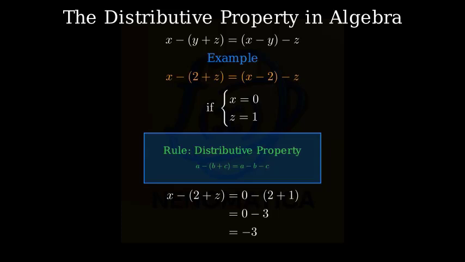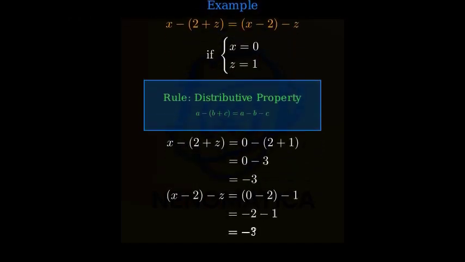Now, let's calculate the right side of the equation, the quantity x minus y minus z. Substituting our values, we get the quantity 0 minus 2 minus 1. This equals negative 2 minus 1, which is negative 3. Since both sides equal negative 3, we've verified that the identity holds true for these values.